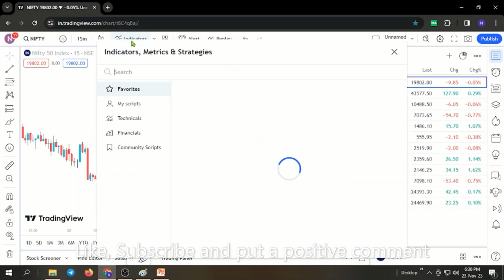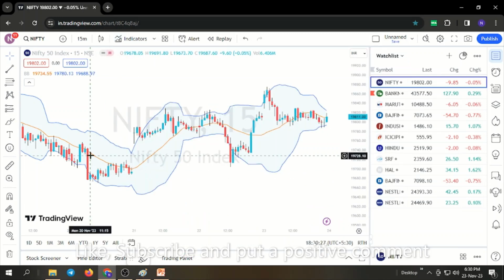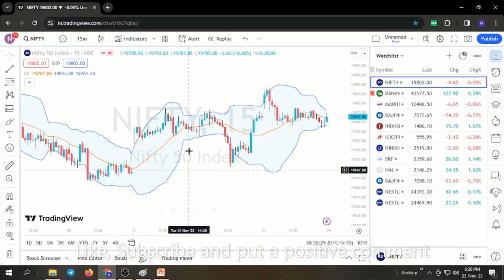So now let us plot the Bollinger Band indicator. You'll be getting a lot of Bollinger Band options. You need the standard Bollinger Band. When you click this, you can find one orange line on top of it, two red lines.